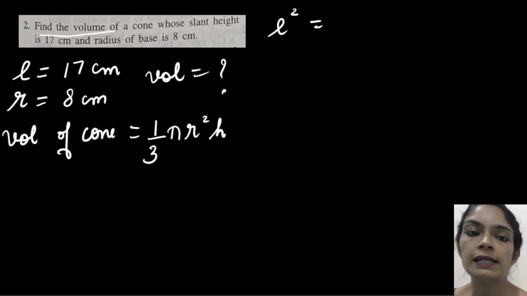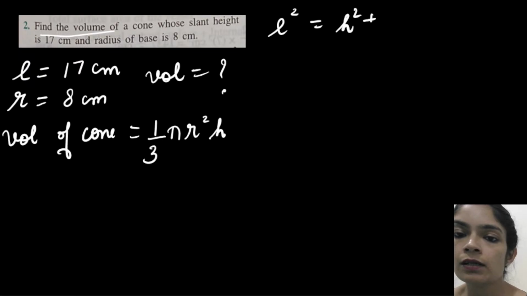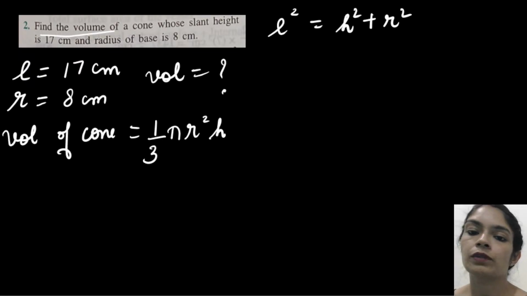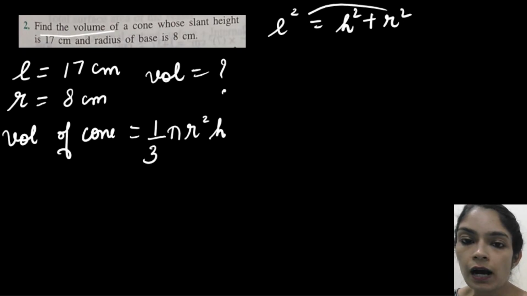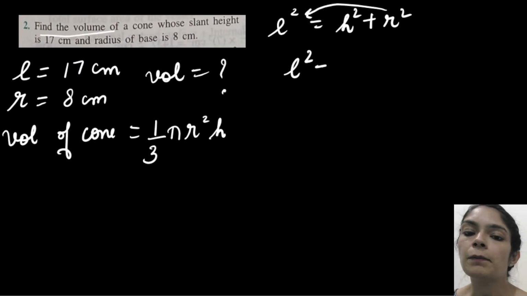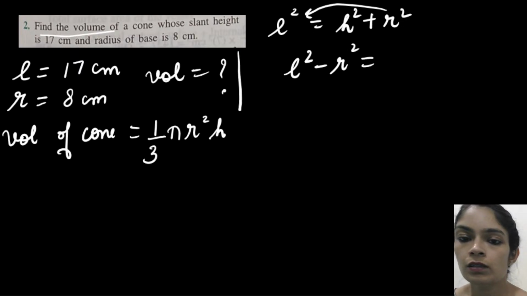We know L square is equal to H square plus R square. We will make use of this to find the value of h. So h we have to find, that means let's shift r to the other side. If we shift it to the other side, it will become minus r square, because on this side it is getting added. So L square minus R square is equal to H square.